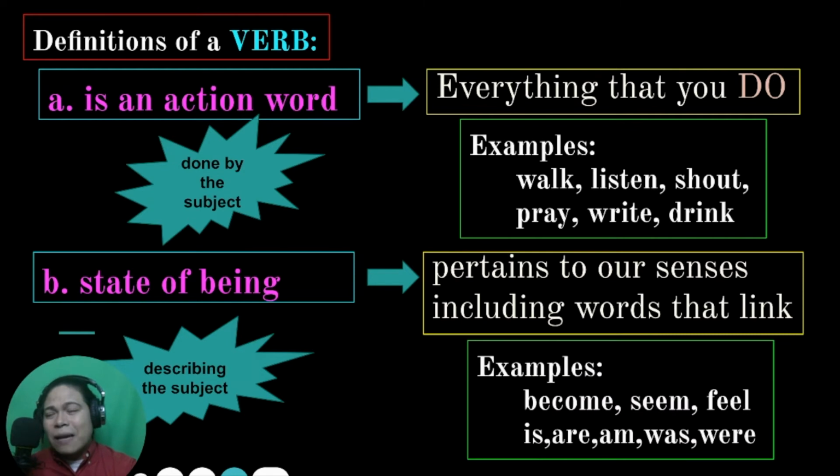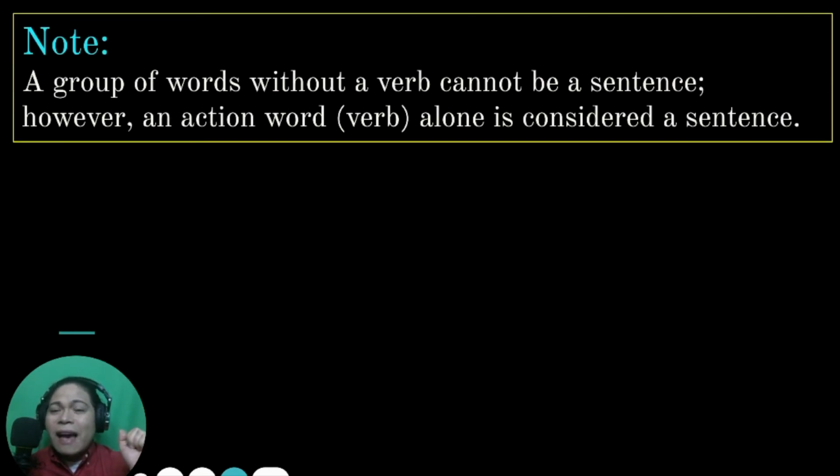Okay, so what are examples of these verbs? Let's say become, seem, feel, is, are, am, was, and were. These are actually state of being verbs. Okay, take note that a group of words without a verb cannot be a sentence. However, an action word, which is a verb, alone is considered a sentence. So you get what I mean?